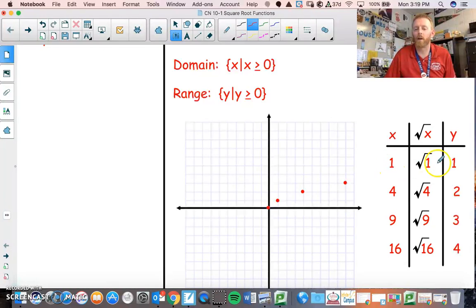The square root of 1 is 1. The square root of 4 is 2. The square root of 9 is 3. The square root of 16 is 4. So I can plug those numbers in. What we're going to notice here is that we have a nice curved line. A square root function starts and then continues on in one direction.